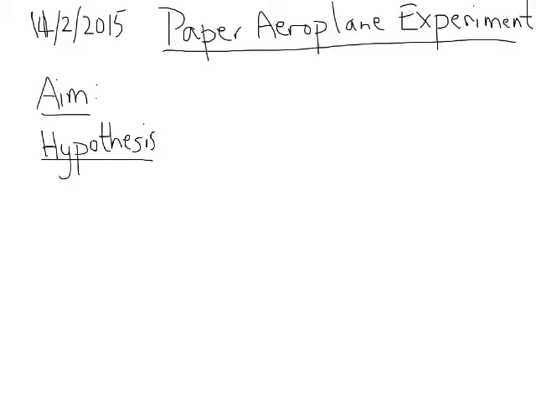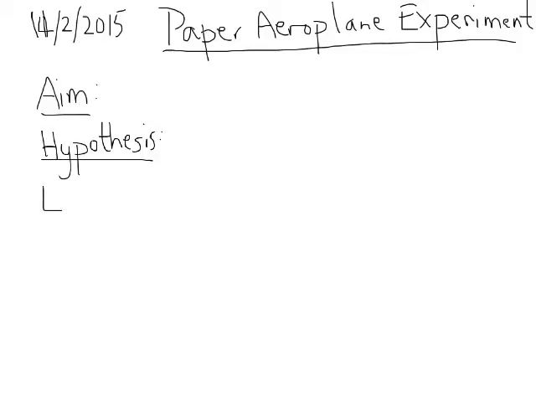So, we need an aim, which is a general statement about the experiment. And then you will go and write in your aim here. We need your hypothesis, which is your prediction of what's going to happen. So if, for example, you're changing the paper thickness, and you think that the aeroplane that is made out of cardboard will go further, then that's what you write in your hypothesis.